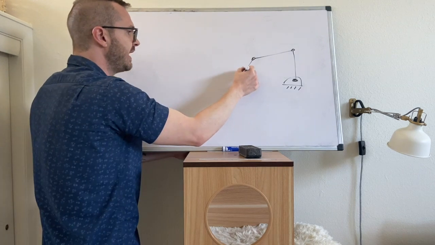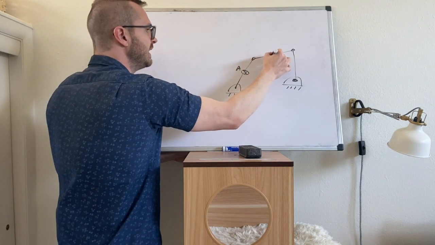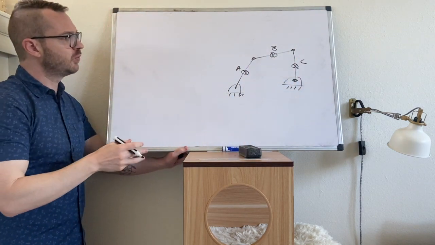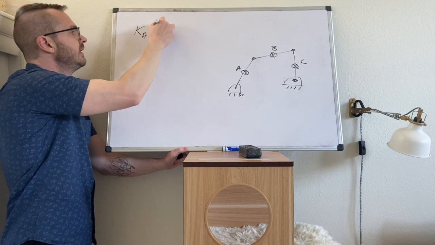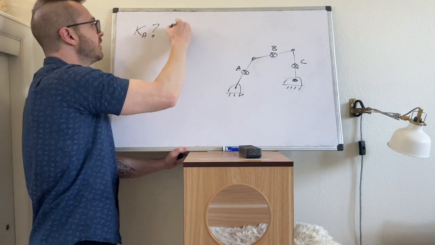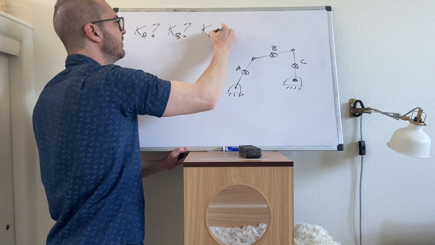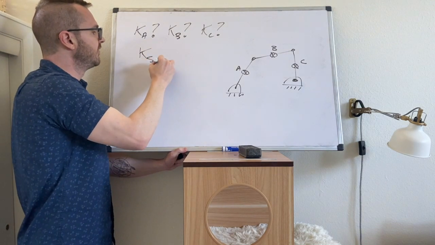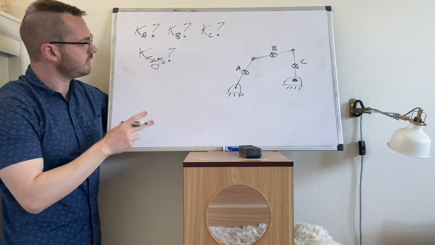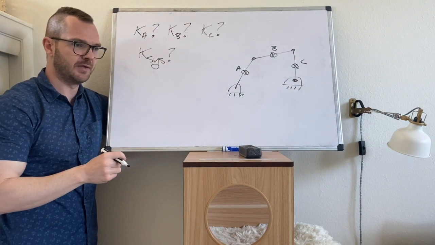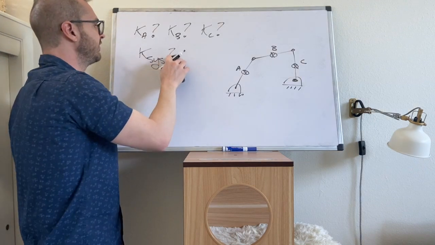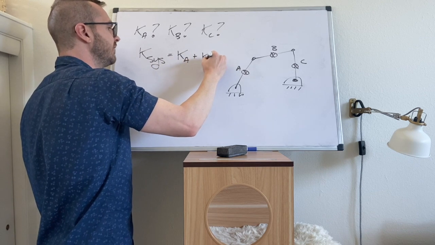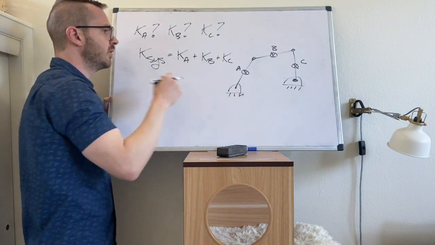Consider if this is point A, and this one is point B, and this one is point C. The questions that we can answer now: what is the linear momentum of A? What is the linear momentum of B? What is the linear momentum of C? What about the linear momentum of the whole system? Well, it turns out that you can actually just add all of these together. You can say that the linear momentum of the system is equal to the linear momentum of A plus the linear momentum of B plus the linear momentum of C.